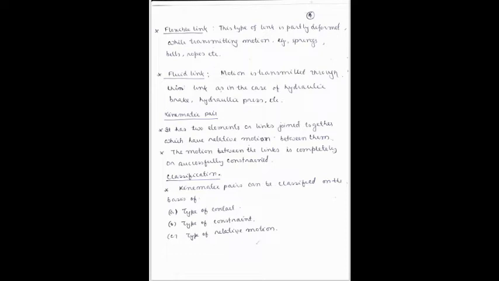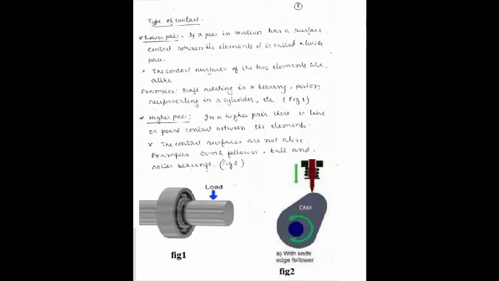Classification of kinematic pairs. Kinematic pairs can be classified on the basis of number A, type of contact, number B, type of constraint, number C, type of relative motion. Type of contact, lower pair. If a pair in motion has a surface contact between its elements, it is called a lower pair. The contact surfaces of the two elements are alike. Examples: shaft rotating in a bearing, piston reciprocating in a cylinder.